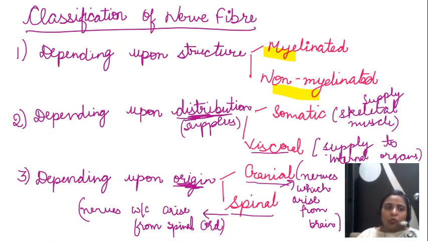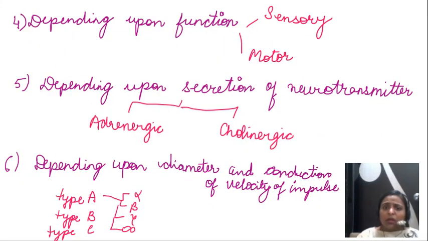If we talk about the fourth classification, that is depending upon the function, it means what is the function of it. So far we have discussed three classifications: depending upon the structure, its distribution, and its origin. For example, the structure means how they are formed, right? So either they are myelinated or non-myelinated. That is why they are classified under structure as myelinated or non-myelinated.